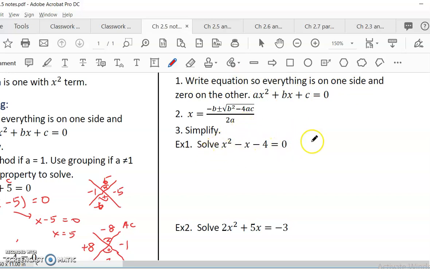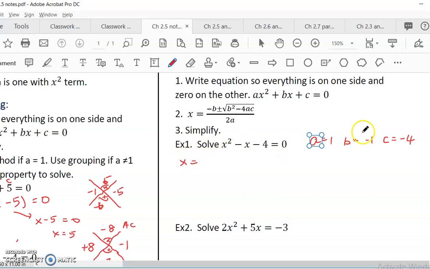And then you can write down a equal to what? A equal to 1. It's not nothing. So if there's nothing here, that means a equal to 1. B equal to not 1 but negative 1. And c is equal to negative 4. So be aware of those negative numbers. And then you can just write the answer right away.